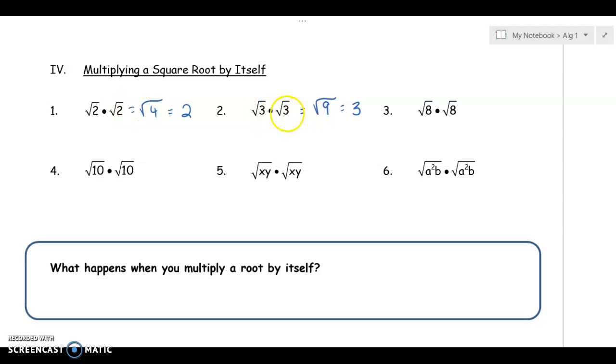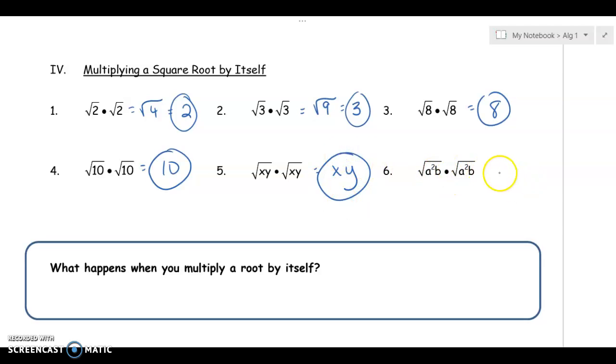All right, square root of 3 times square root of 3 is going to be 3. Square root of 2 times square root of 2 is 2. Square root of 8 times square root of 8 is just going to be 8. Don't bother multiplying them together and then figuring it out. Just go straight to the end. Square root of 10 times square root of 10 will be 10. Square root of xy times square root of xy will be xy. Square root of a squared b times square root of a squared b is going to be a squared b.